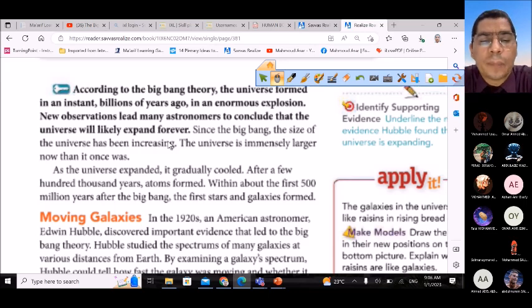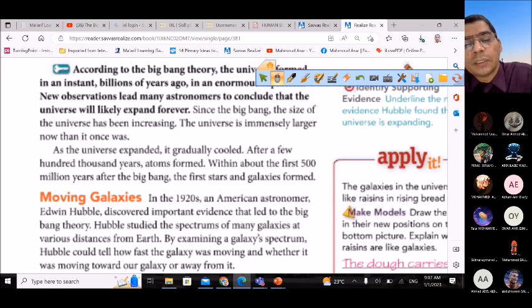As the universe expanded, it gradually cooled. It lost its temperature. After hundreds or thousands of years, atoms formed. Within about the first 500 million years after the Big Bang, the first stars and galaxies formed. So at the beginning, there were no stars. At the beginning, there were no galaxies. Why? Because it was very hot and very dense, but it gradually cooled with time. Then atoms formed; before this, there were no atoms. When atoms formed, stars and galaxies formed. So please keep in mind that at the beginning, there were no galaxies and no stars.